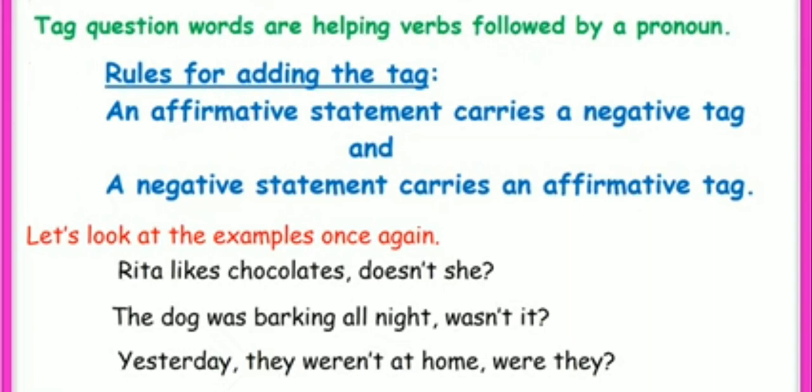Now, how do we follow the rules? We copy the statement Rita likes chocolate followed by a comma, then we add a helping verb doesn't followed by a pronoun she, because here the subject Rita is of feminine gender, so we add she as a pronoun and then a question mark. Now, since Rita likes chocolate is an affirmative statement, therefore the tag is a negative.